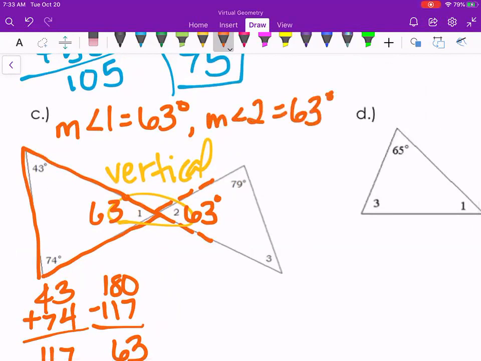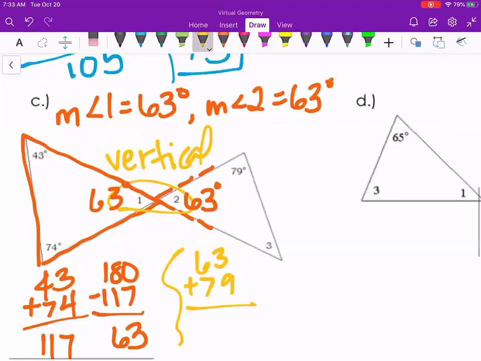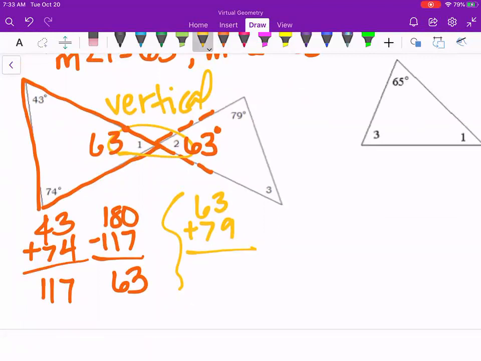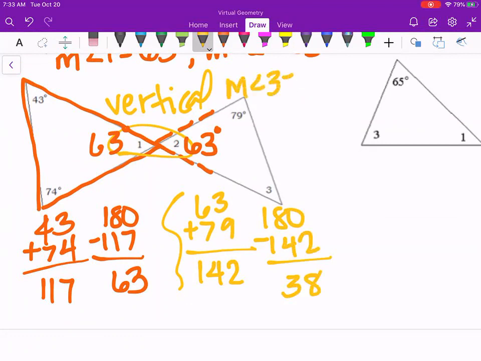Now in my second triangle, I know 2 out of the 3. Repeat the process. 63 plus 79 gives us 142. Take that 142 out of 180. And that'll leave me with 38. So then the measure of angle 3, 38 degrees. And we found all three of them.